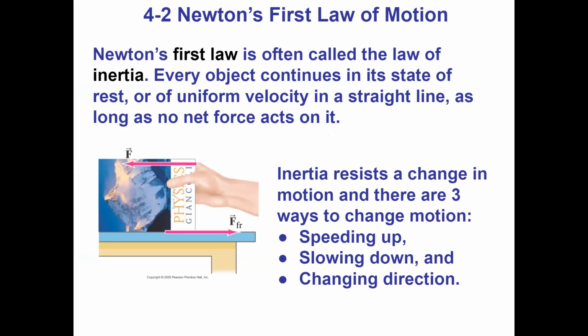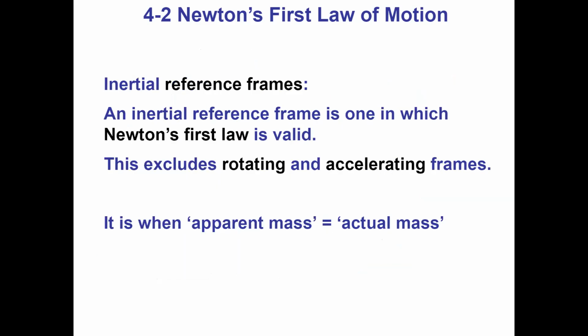Because there are three different ways you can change your motion: speeding up, slowing down, or changing direction. And all those require some kind of unbalanced force, some kind of force that's not being balanced out by a different force. For instance, if you're just sitting in a chair watching this video, gravity's pulling down on you and the chair is pushing up, so you're not accelerating. Inertial reference frames are a little tricky, and we'll probably talk about them more later on. But it simply means a reference frame that's not accelerating.